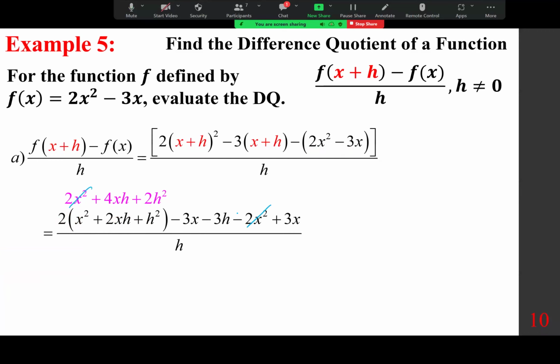These two cancel each other. These two cancel each other. What is left? 4xh plus 2h squared minus 3h. Again, we can factor out the h from the numerator. The denominator repeats. So when you take the h out, this gives you 4x, this gives you 2h, and this gives you minus 3. This h cancels out this h. And we are left with the parentheses 4x plus 2h minus 3 as the final answer.